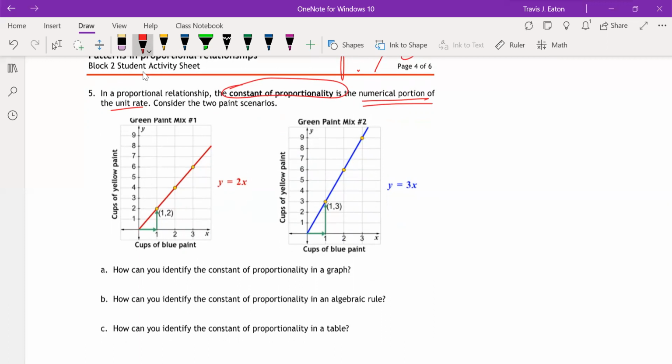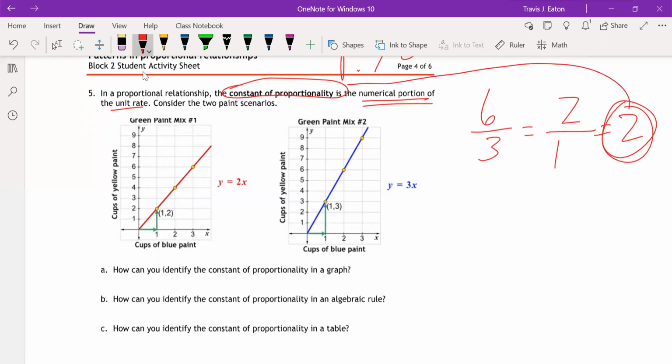So remember, let's say you had 6 cups of yellow paint for 3 cups of blue paint. And we wanted to make that into a unit rate. Well, that means we have to have 1 in the denominator. So 3 divided by 3 is 1, and 6 divided by 3 is 2. And so the unit rate right here, this number right here, that is our constant of proportionality, because when you divide the y by the x, you get that constant of proportionality.